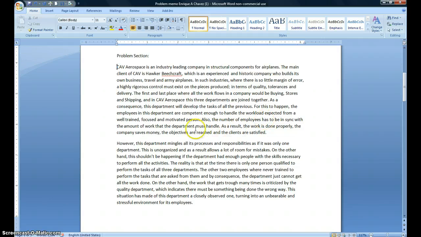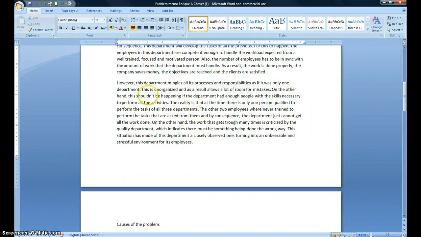For this to happen, the employees in the department are competent enough, or he should say, should be competent enough to handle the workload expected from well-trained, focused, and motivated person. Also, the number of employees has to be in sync with the amount of work that the department must handle. As a result, the work is done properly, and he should say should be done properly. The company would save money, and the objectives are reached, and clients are satisfied. Quite a good A side. It actually sets up the benchmark. Now we'll move to the B side.